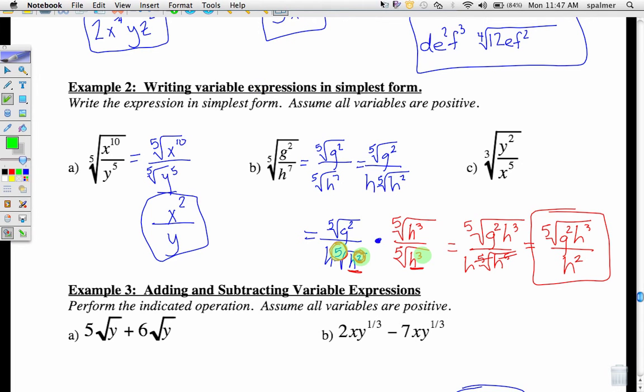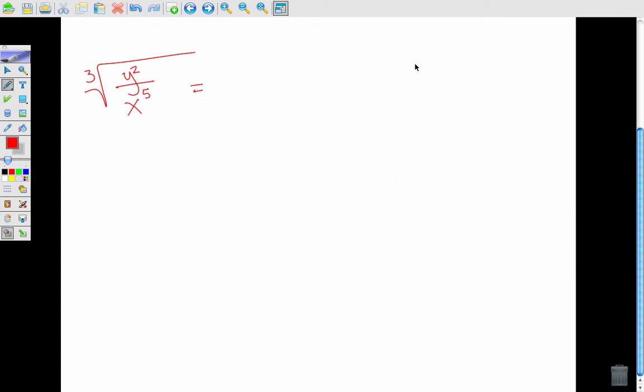We're going to take a look at the same example on this letter C. I'm just going to put it on a different page, but it's the same problem. All right, so same concept. I'm going to split this up to be the cube root of y squared all over the cube root of x to the 5th. I'm going to try to split when I can. This number is not big enough to take any out, so I just leave it as the cube root of y squared all over. This one is big enough, so I'm going to take 1 x out, and there are still 2 x's remaining.